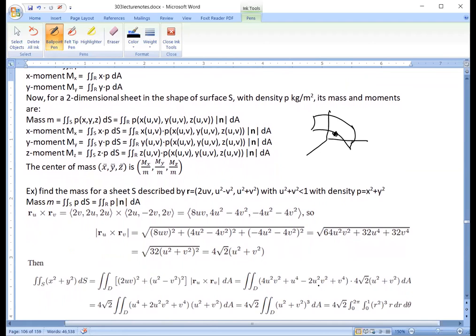Okay, so next, 4 rad 2 is a constant. I'll pull that out to simplify things. And so doing a little more simplification in the first factor, you just get u to the fourth plus 2u squared v squared plus v to the fourth, and then all that times u squared plus v squared. Doing more algebra simplification, the first thing is just u squared plus v squared, all of that squared. So the whole thing just works out to be u squared plus v squared to the third power dA.